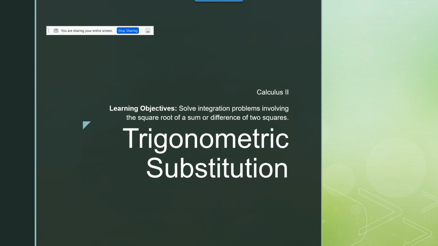Hey everybody, it's time to learn a new type of substitution different from u substitution. It's called trigonometric substitution, and that's what we're going to learn about in this section. Now, this is used in some really specific situations.